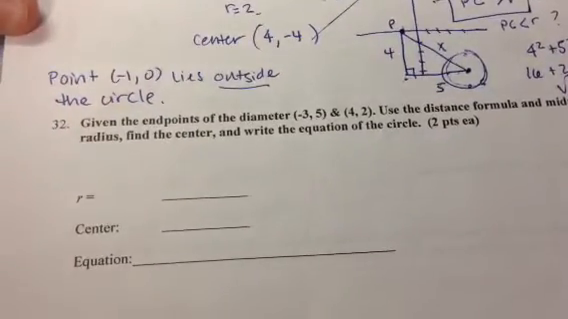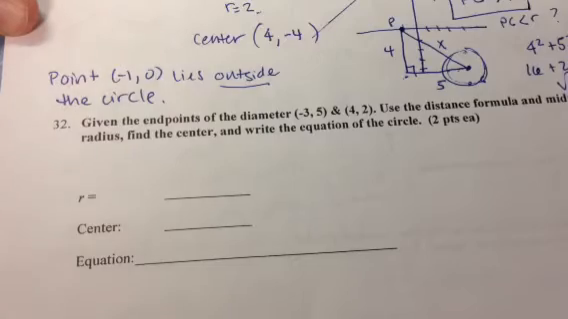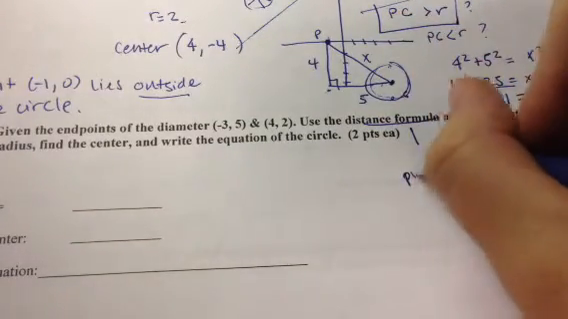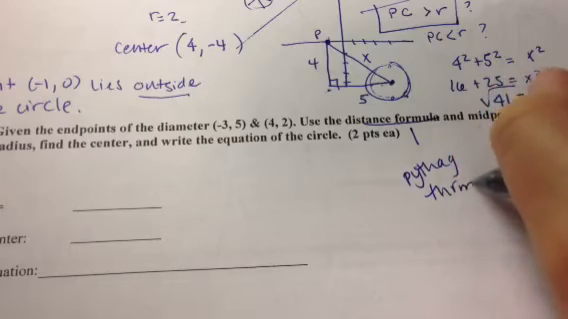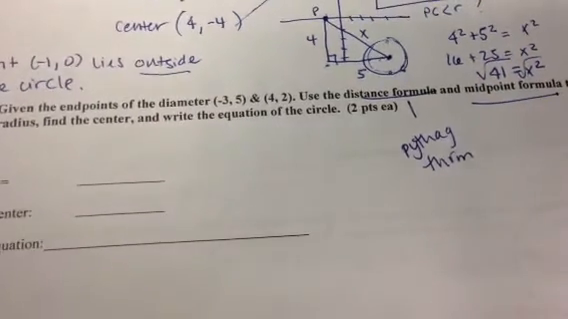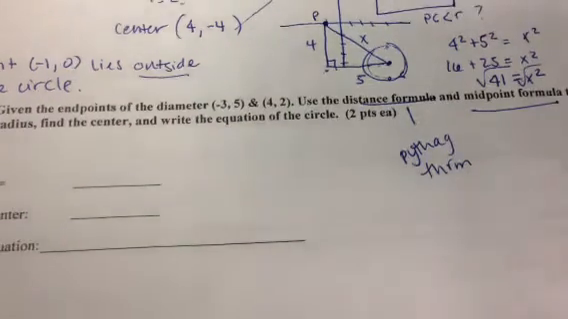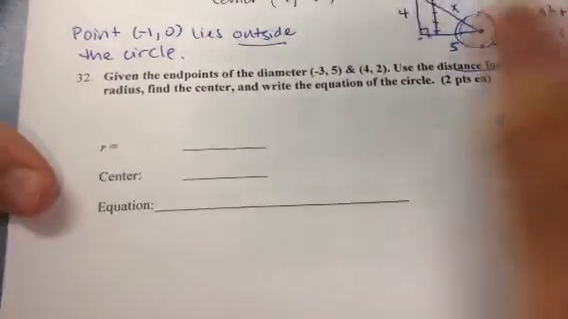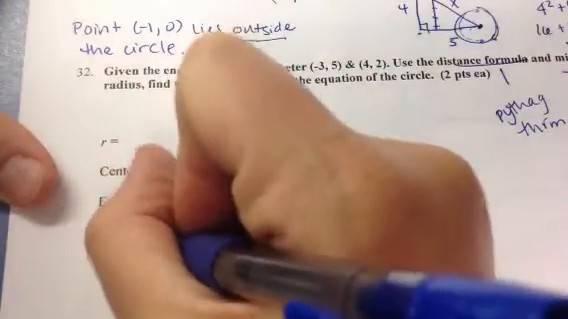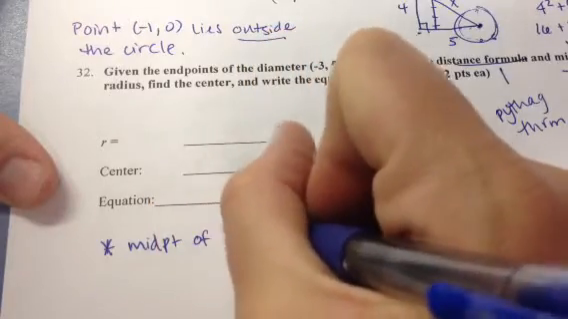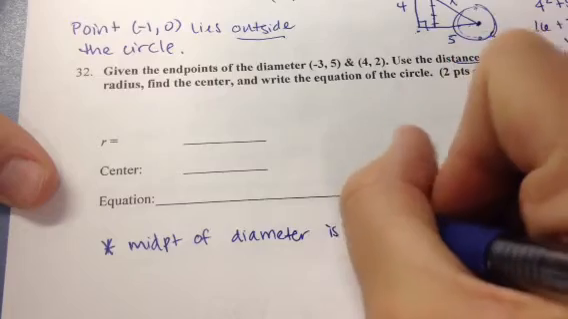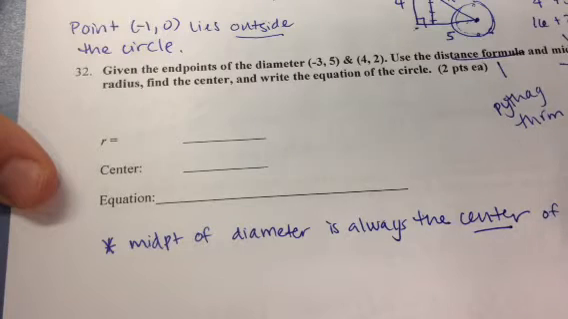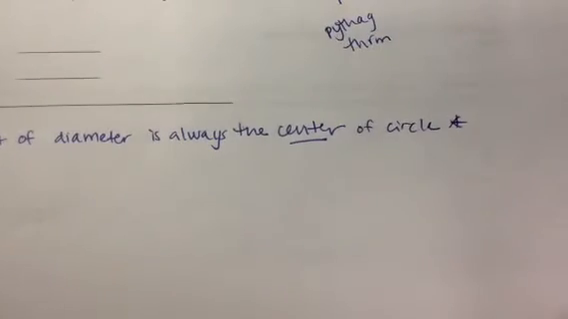All right, question 32. Given the endpoints of the diameter, negative 3, 5, and 4, 2, use the distance formula, and the distance formula we really just use the Pythagorean theorem, and the midpoint formula to find the radius, find the center, and write the equation of a circle. So remember, the endpoints of the diameter are points on the circle. Something you need to keep in mind is that the midpoint of the diameter is always the center of the circle.